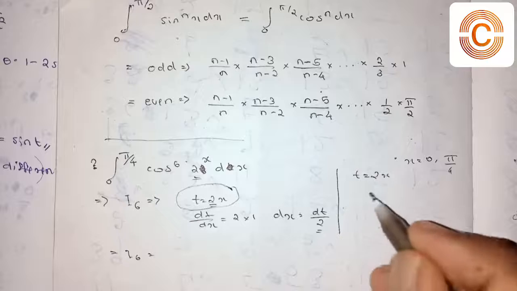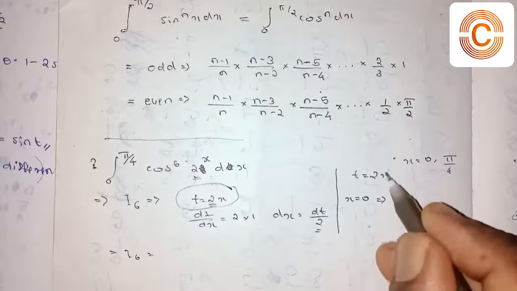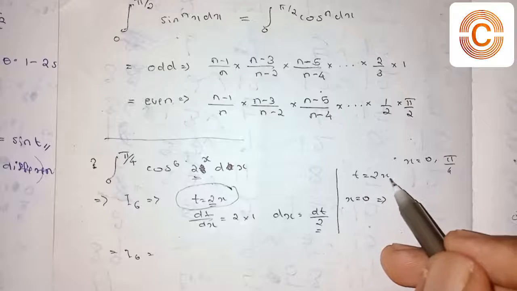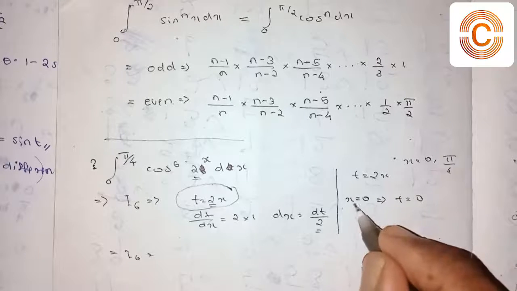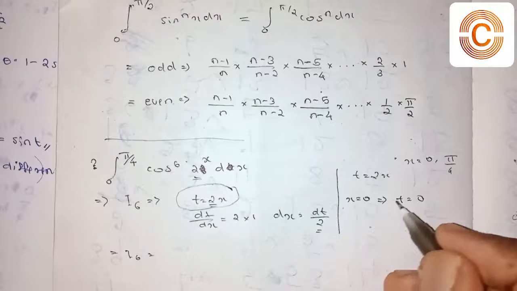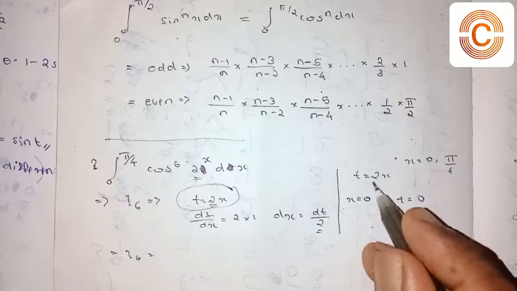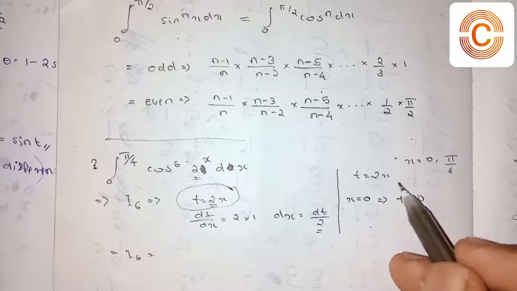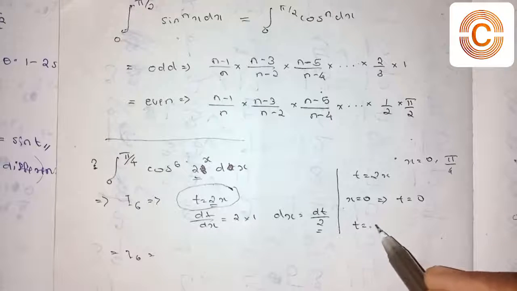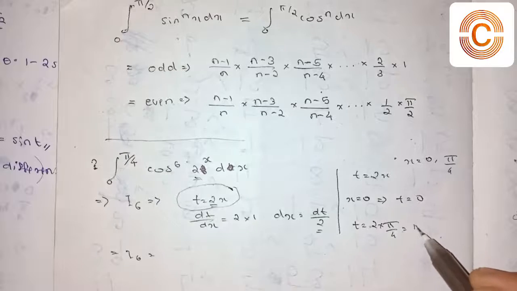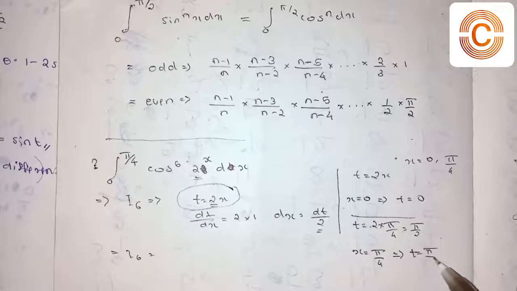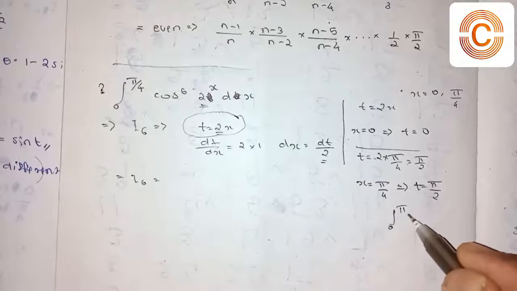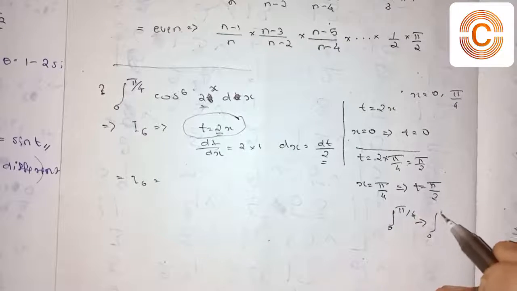When x is equal to 0, 2 into 0 is equal to 0, so t is equal to 0. For the next value, pi by 4, t is equal to 2 into pi by 4, which means pi by 2. That is, when x is equal to pi by 4, t is equal to pi by 2. So the limit is converted from 0 to pi by 4 into the integral from 0 to pi by 2.